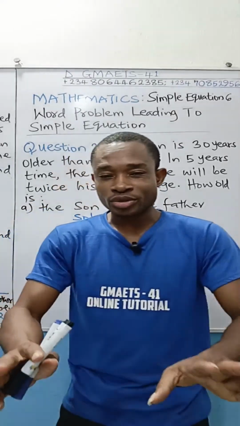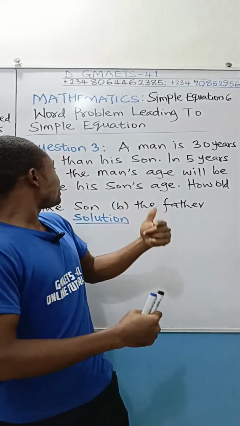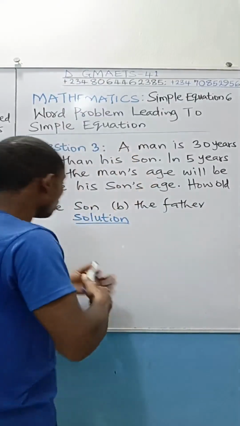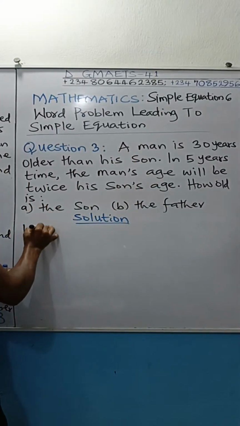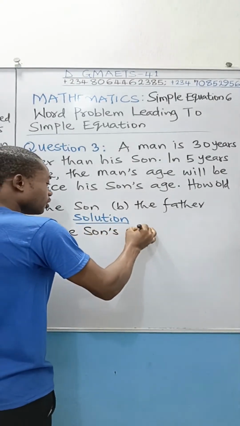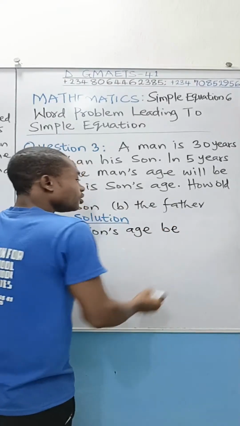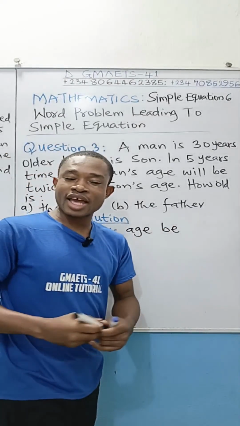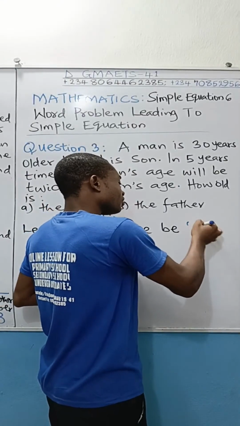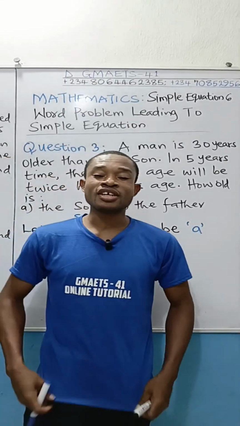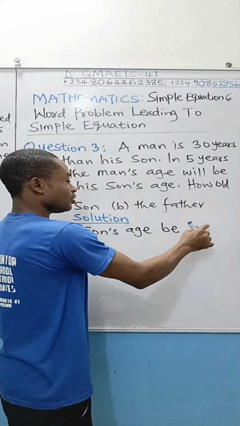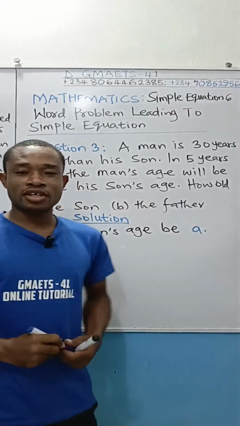So this is what we do. A man is 30 years older than his son. We don't know the son's age. So I will start by saying, let the son's age be, you can use any alphabet you want. If you like, you use X. Now let me use A this time around. You can use X, you can use Y, any alphabet you want. So let it be A. That's the son's age.